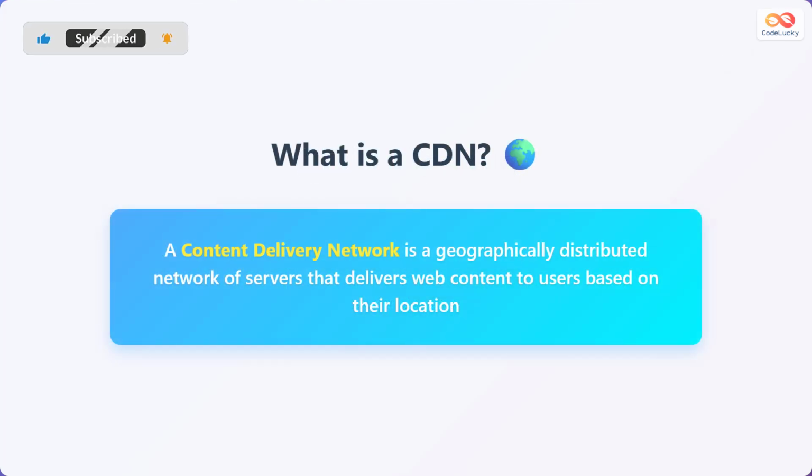So, what exactly is a CDN? A content delivery network is a geographically distributed network of servers that delivers web content to users based on their location. It ensures faster and more reliable access to websites and applications for users all around the world.